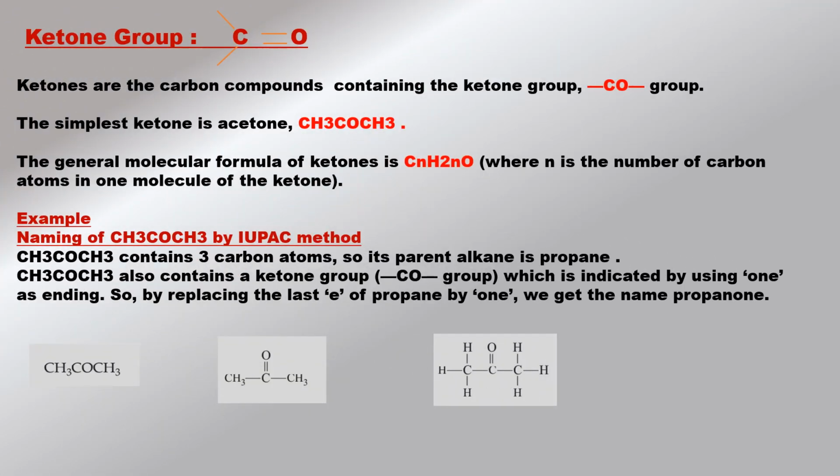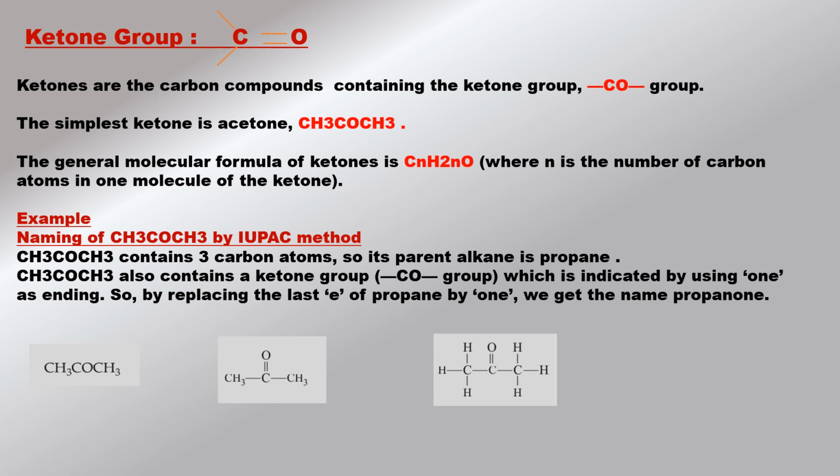Ketone group. The ketone group consists of one carbon atom and one oxygen atom. The oxygen atom of the ketone group is joined to the carbon atom by a double bond. The carbon atom of the ketone group is attached to two alkyl groups, which may be same or different. The ketone group is sometimes called a ketonic group.